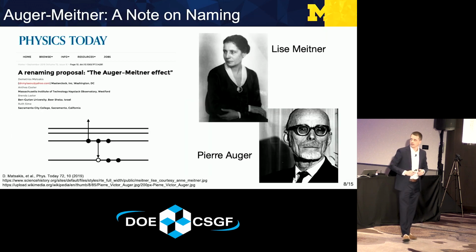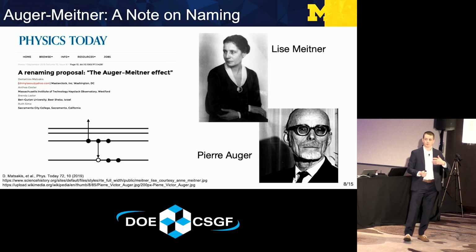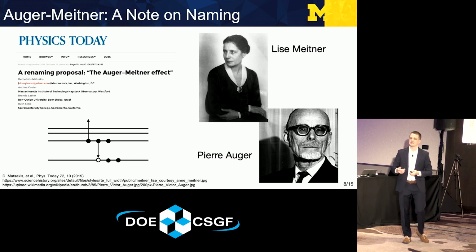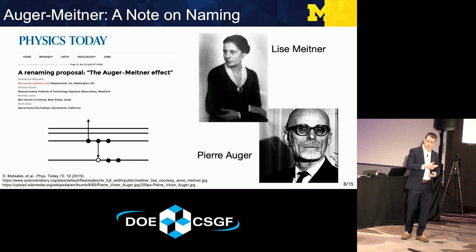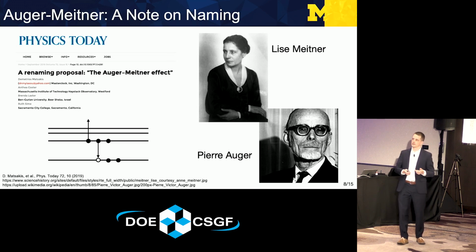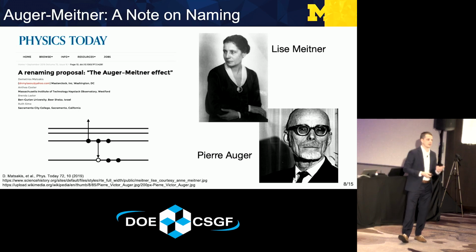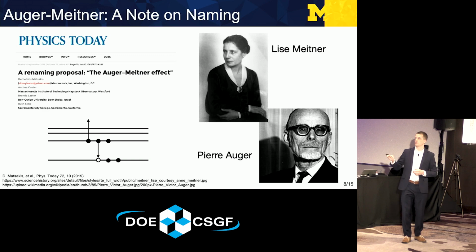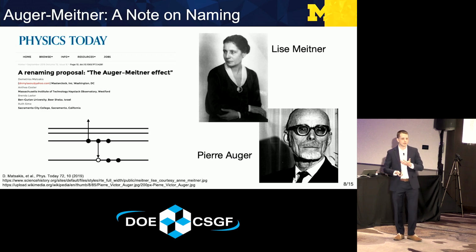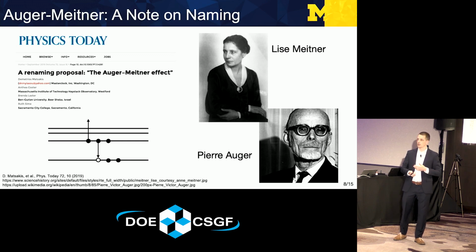So before we go any further, I do want to take a brief note on naming. The Auger-Meitner recombination process or effect is what you've maybe heard of as the Auger effect or Auger recombination. But there's been a proposal within the community to rename this as the Auger-Meitner effect or Auger-Meitner recombination to recognize the contributions of Lise Meitner, who independently discovered the process a year before Pierre Auger, given the often overlooked contributions of female scientists, both historically and to date.